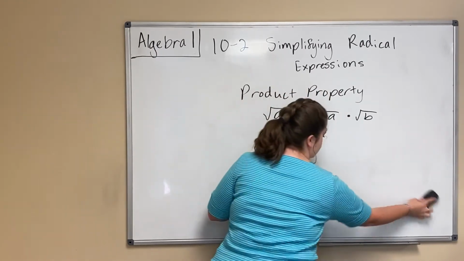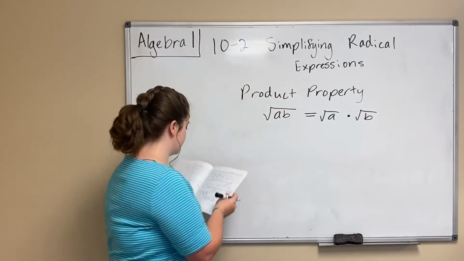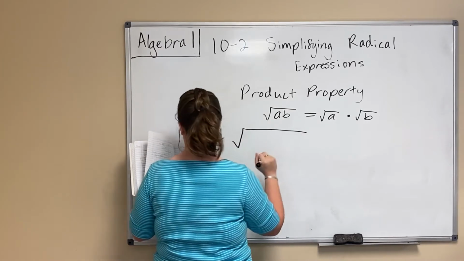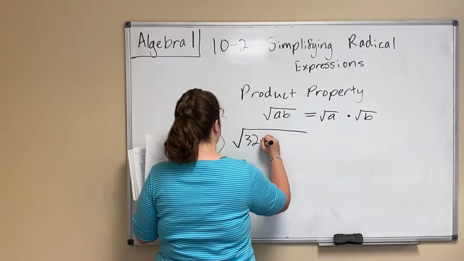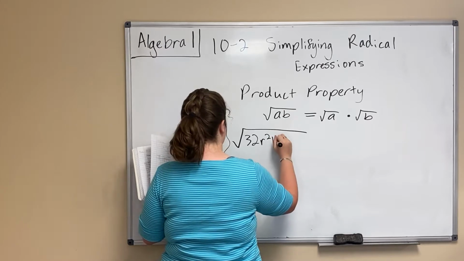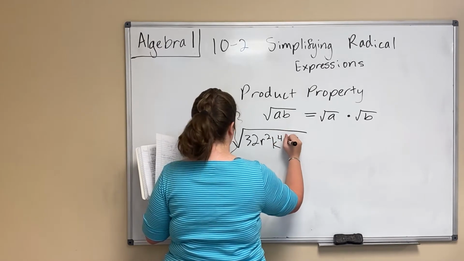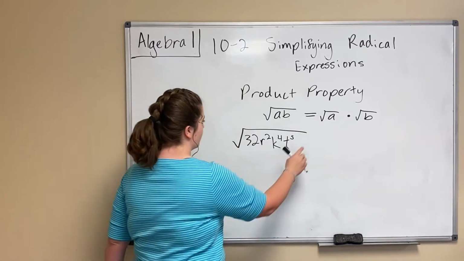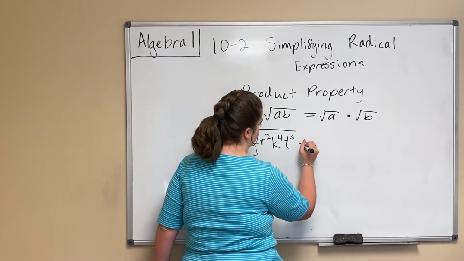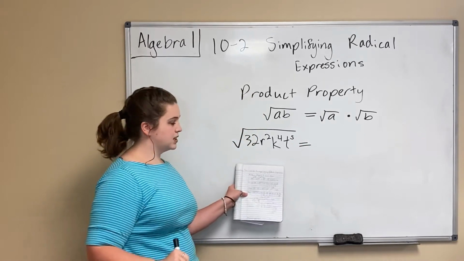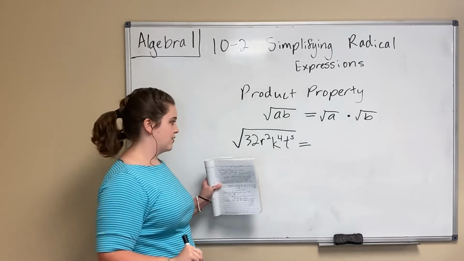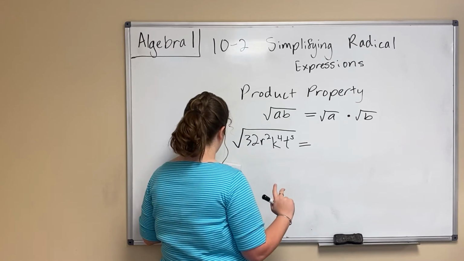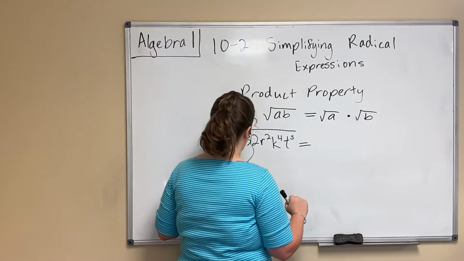Let me erase this. Okay, so suppose I had, this time, a bigger one, the square root of 32 r squared k to the 4th t to the 5th, right? So I'm going to do the same thing as I did with the 180, where I'm going to split this up into its factors so that I can find the pieces that we can take out, or find perfect squares of.